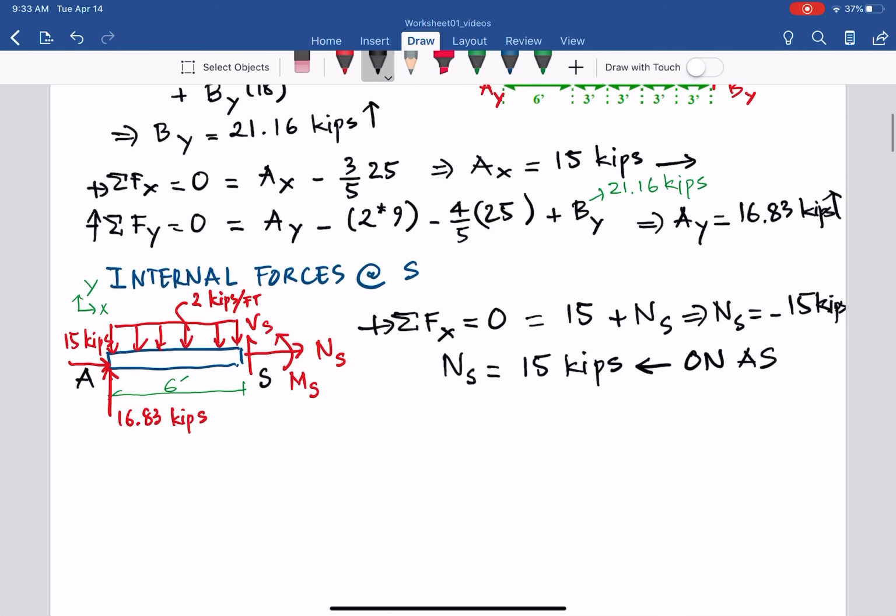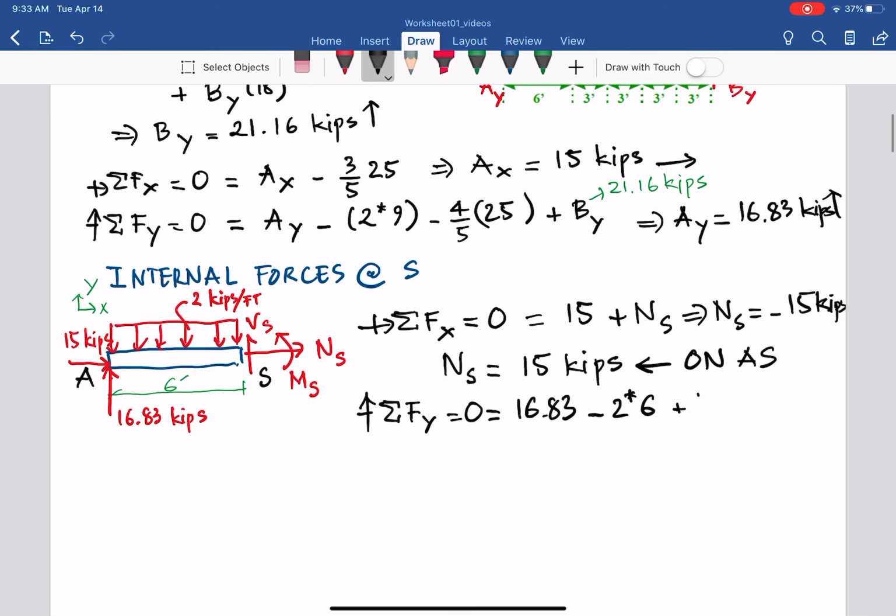And then similarly we can sum up all the force in y direction, going up, equals 0, and then we will have 16.83, the distributed load after the cut, 2 times 6, and it should be negative, 2 times 6, which is 12, and then we plus Vs.